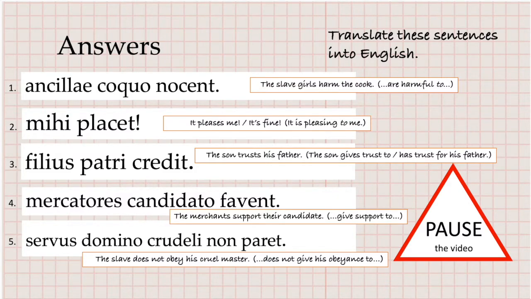Number 4, mercatores candidato favent. The merchants support their candidate. The merchants give support to their candidate. And the last one, servus domino crudeli non paret. The slave does not obey the cruel master. He doesn't give his obedience to him. I hope you found those okay and you got them right. If you didn't, just go back to the earlier bit of the video and have another look through the information about the dative case.